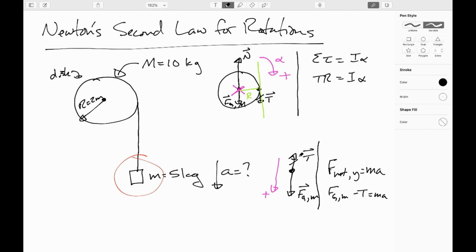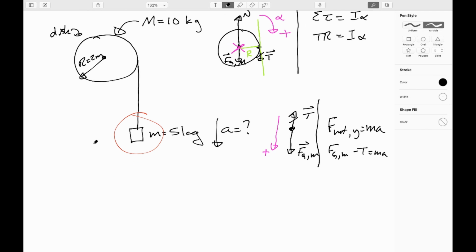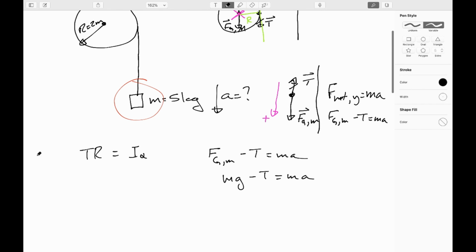All right, now it may seem like we're in a pickle here, and that's because this angular acceleration is not the same thing as this linear acceleration. But all's not lost, we can relate these. So let's take what we've got so far. What we've got so far is TR equals I alpha, and we have FG on the little mass minus T equals little ma. We can say this is little mg minus T equals little ma, and this is as far as we can take it until we do more over here.